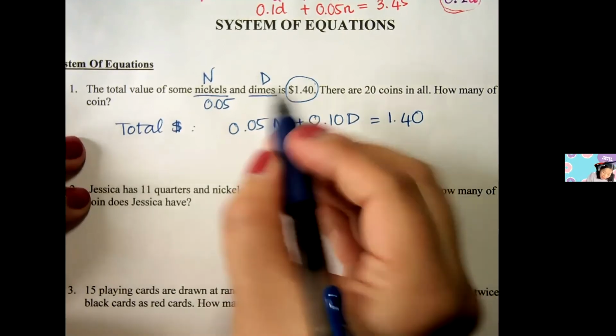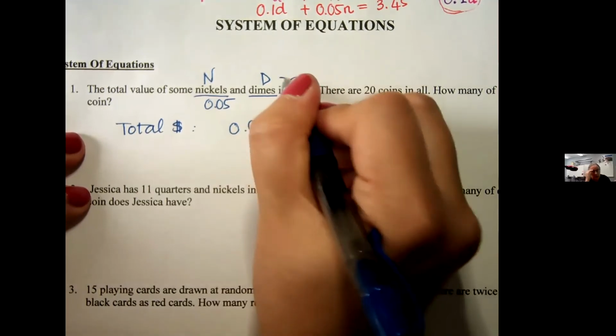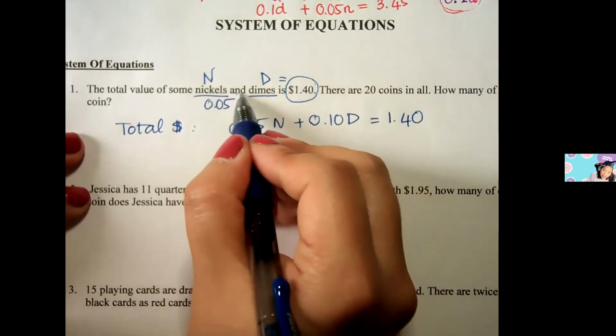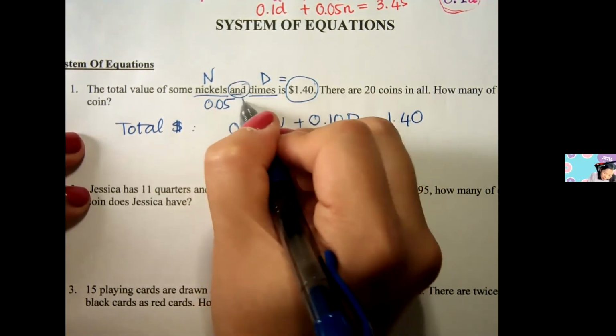And what does "is" mean? "Is" means equals. And what does "and" mean? Nickels, and plus. Yeah, when we're talking about "and", we add, right?